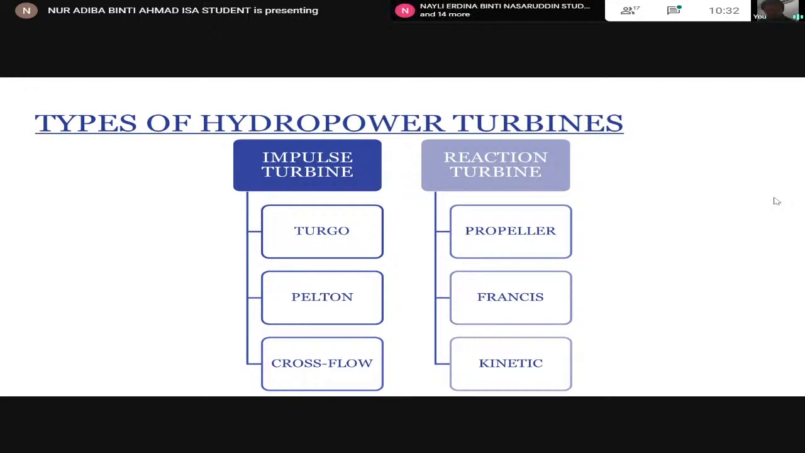So what is the impact if you still stick with the Pelton? If you still choose to select a Pelton turbine for your project instead of cross flow and the other one, what is the impact? Is there any impact?